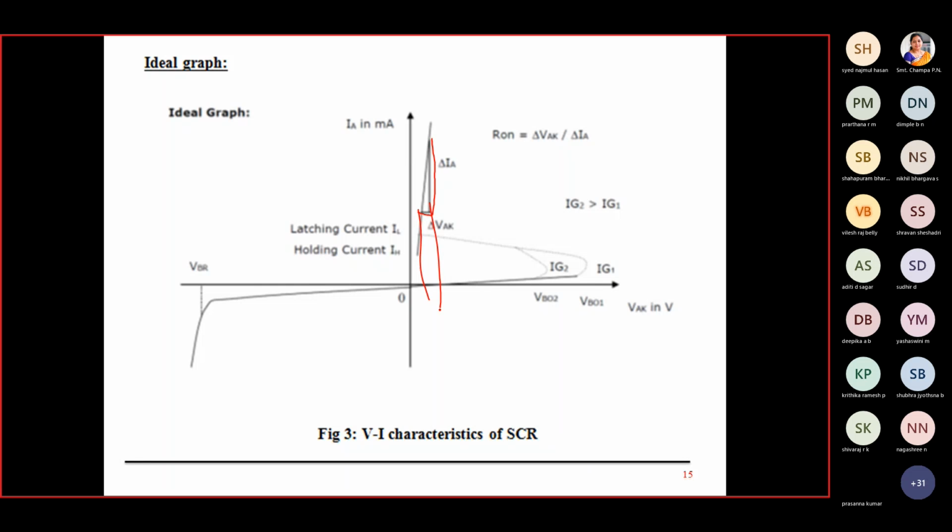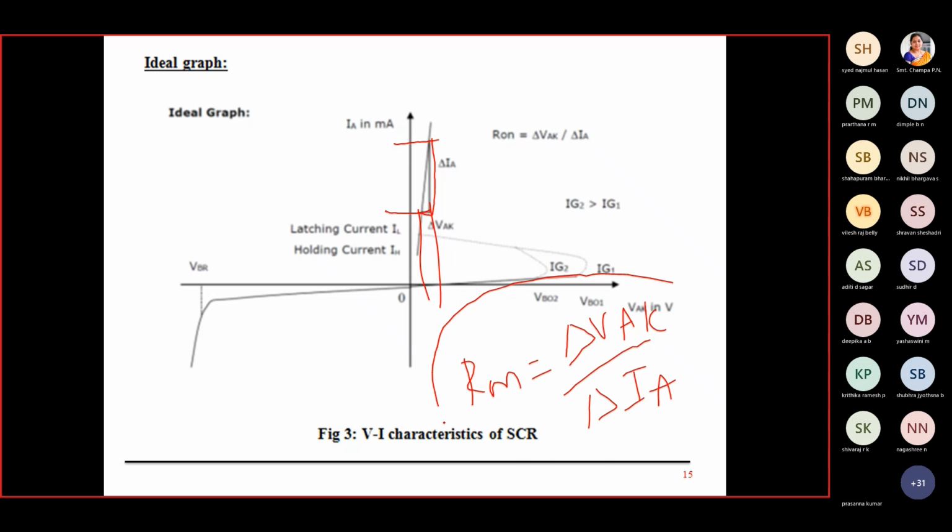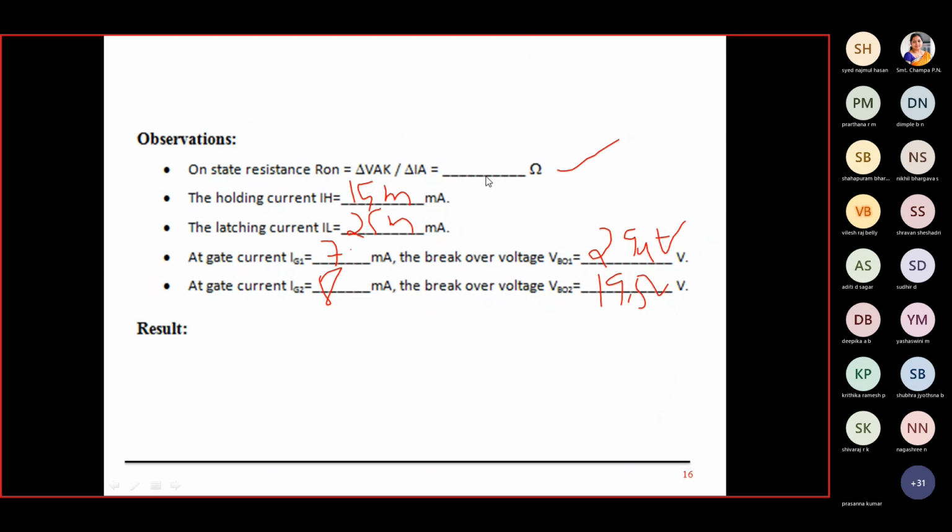That's VAK1 minus VAK2, and IA1 minus IA2 is delta IA. Take the ratio, voltage by current. So on-state resistance of the SCR is delta VAK by delta IA. That is your R on, the on-state resistance of the switch. You note that down too; you'll be getting a very small value, 1 ohm, 2 ohm, whatever you get, you can note down here. So this is about experiment number 1.